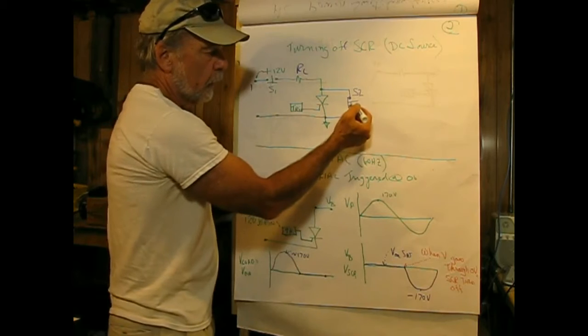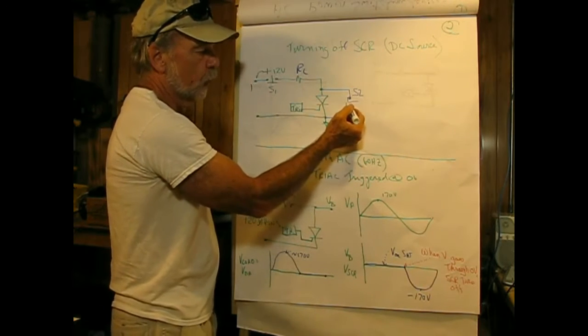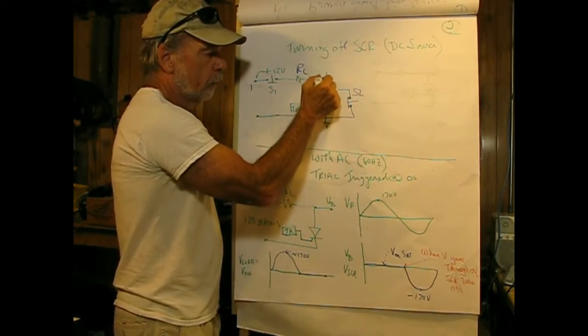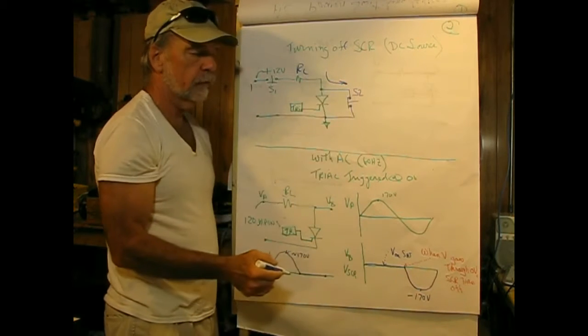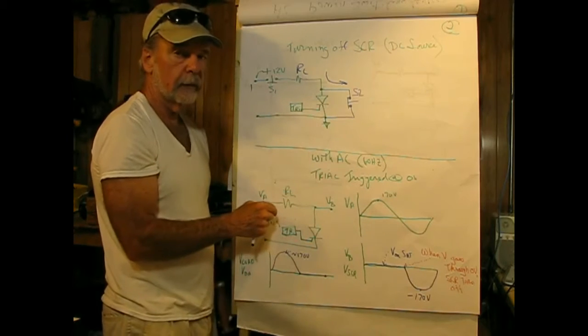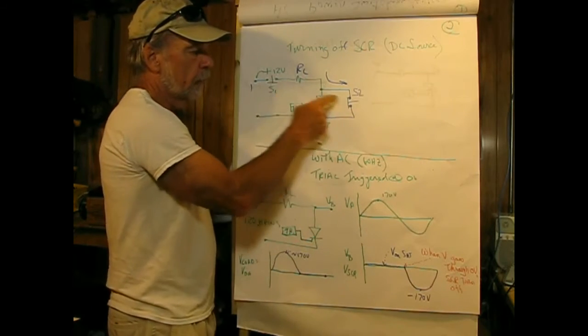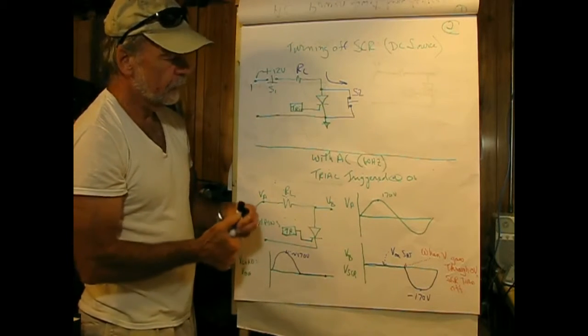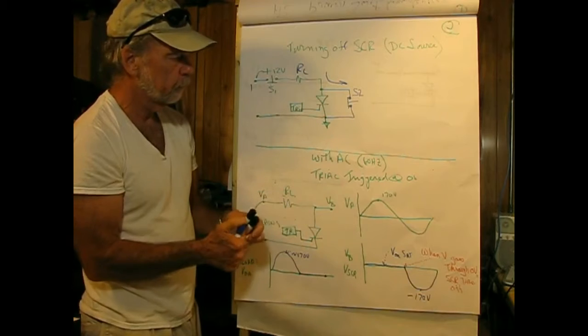Also, if we push the switch in and short out around the SCR, practically all of the current is going to flow through the switch, again going below the hold current on the SCR and turning it off. So these are the two ways of turning off an SCR that's used in a DC circuit.